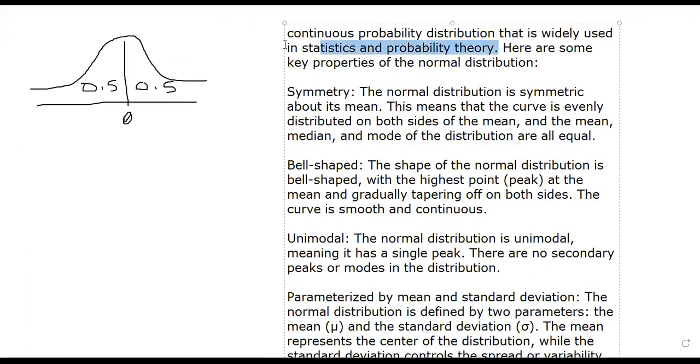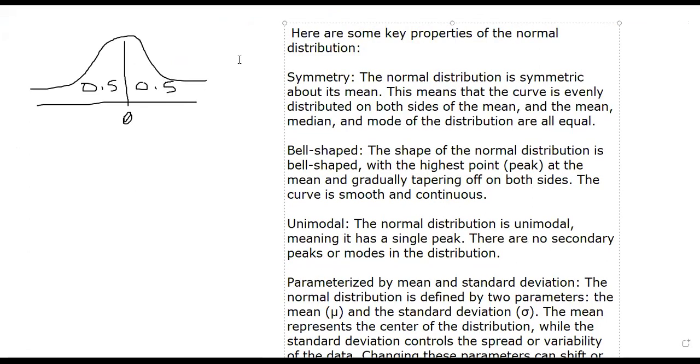The other property of normal distribution is that it is bell-shaped. Bell-shaped simply means that it looks like this. It looks like a hill. The other property is that it is unimodal. Unimodal means that it has one single peak. It is not like this. It only has one single peak.